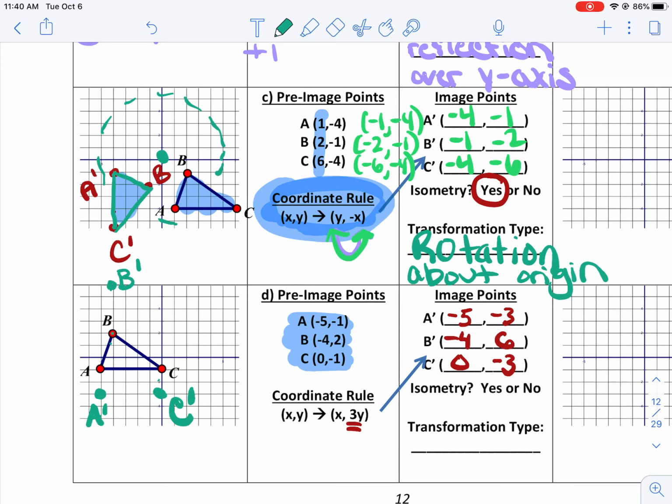So now when you take a look at this triangle, something's different about it. Any idea what that could be? Doesn't look the same, I'll tell you that. So it doesn't look the same. So it's not an isometry or rigid motion. And the name for this type of transformation is what's known as a dilation.